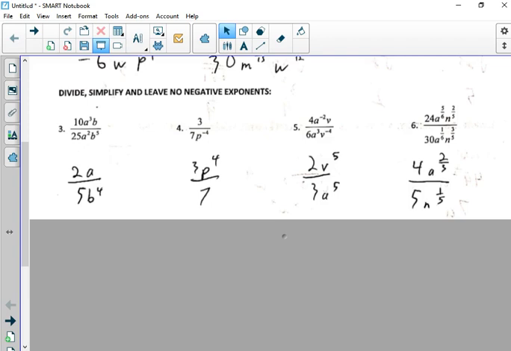Where do I have more A's? On the top. How many more? 1. B's. Where do I have more B's? On the bottom, I have 4 more on the bottom.